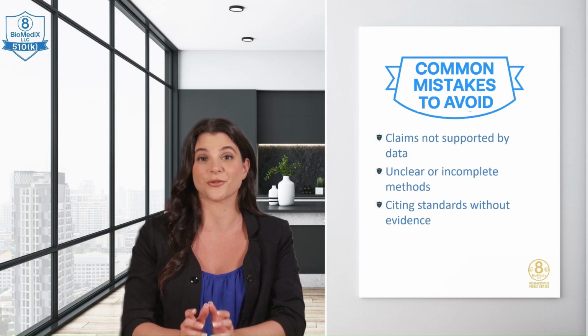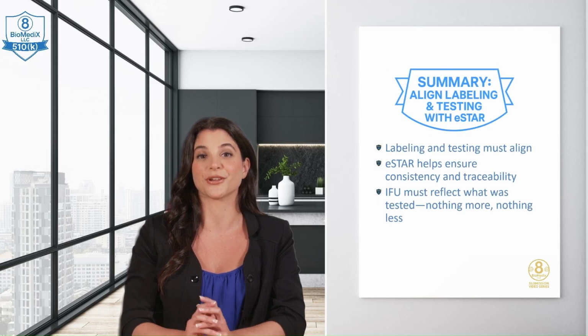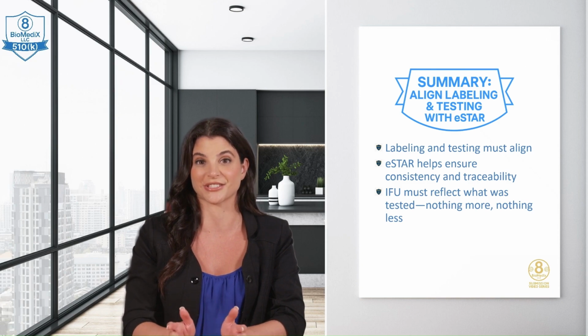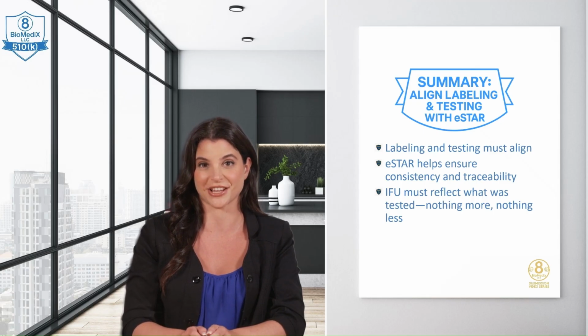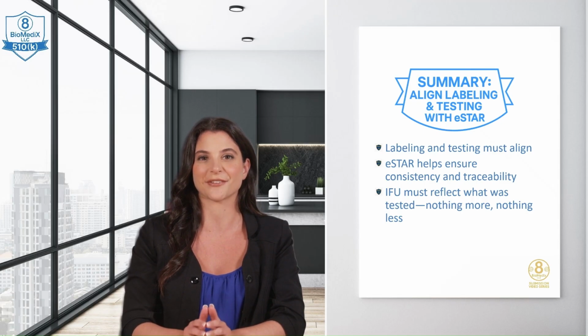Common mistakes to avoid: claims that aren't supported by your data, vague test descriptions, or ignoring standards or citing them without proof of conformance. Clarity, credibility, and traceability are your strongest tools, and eSTAR is built to support them. Labeling and testing must tell the same story. Your IFU must reflect what your device was actually tested to do, nothing more and nothing less.